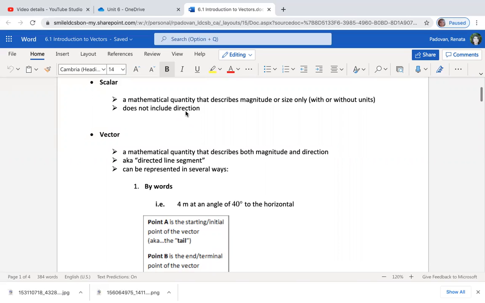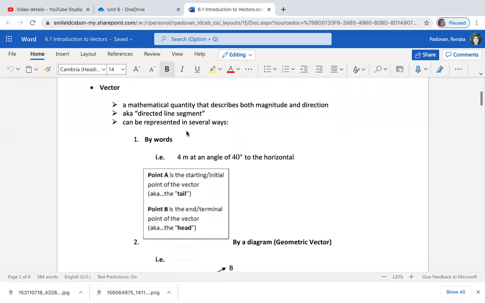Okay, so something like speed is a scalar. If I'm driving to Toronto and I'm driving 100 kilometers an hour on the highway, or driving home from Toronto to London, I'm driving 100 kilometers an hour on the highway, my speed is 100 kilometers an hour, I have no idea which direction I'm going in, right? So that would be a scalar.